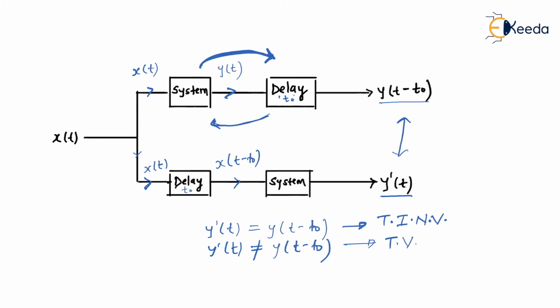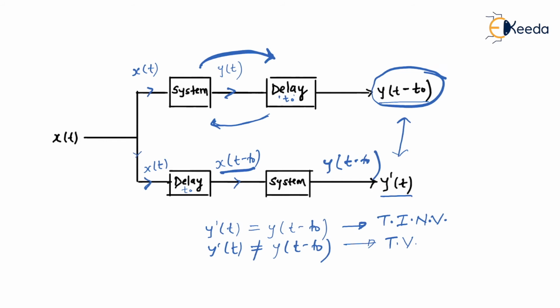So once again, in the first case x of t is applied to the system and thereafter it is delayed by t naught amount, and the output becomes y of t minus t naught. In the second case, x of t is first delayed by t naught amount, so it becomes x of t minus t naught. So now the input of the system is not x of t but x of t minus t naught. Then we believe the output should also be y of t minus t naught, because that's the whole idea of a time invariant system. For any time invariant system, if the input is x of t, the output is y of t, and if the input is x of t minus t naught, then the output should be y of t minus t naught only, right?